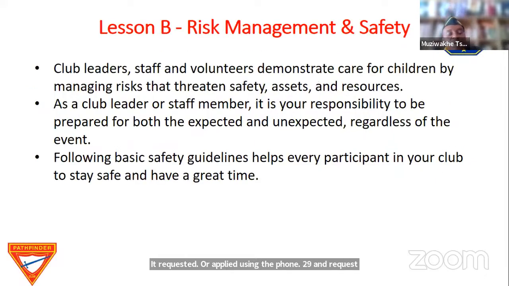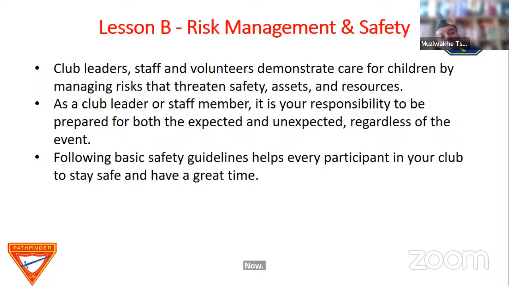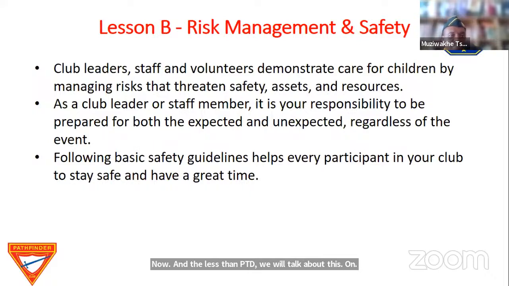Now, under lesson B, we are going to talk about risk management and safety.